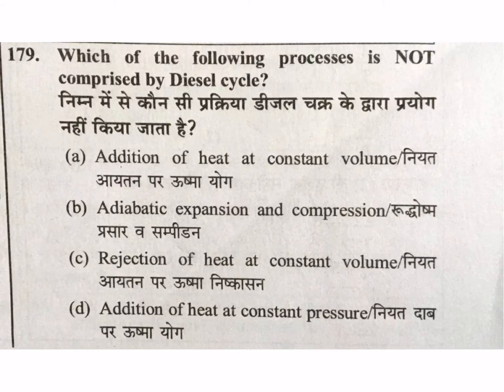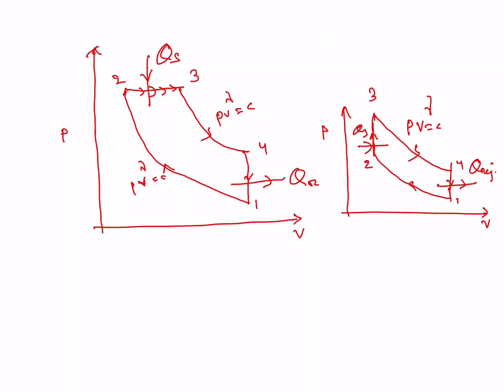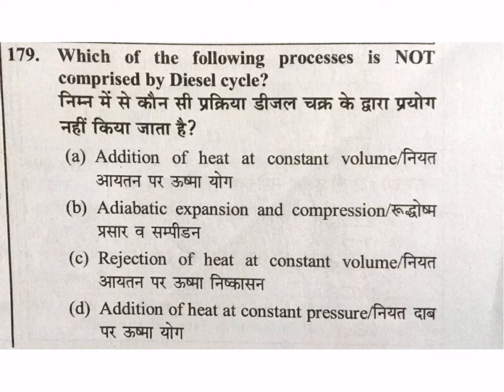Which of the following processes is not comprised by the diesel cycle? Option A: addition of heat at constant volume. Yes. Addition of heat in the diesel cycle is a constant pressure process. But in the case of the Otto cycle, it's a constant volume process. 2 to 3 is the addition of heat. So A is the correct answer. This is for the Otto cycle. It's not for the diesel cycle.